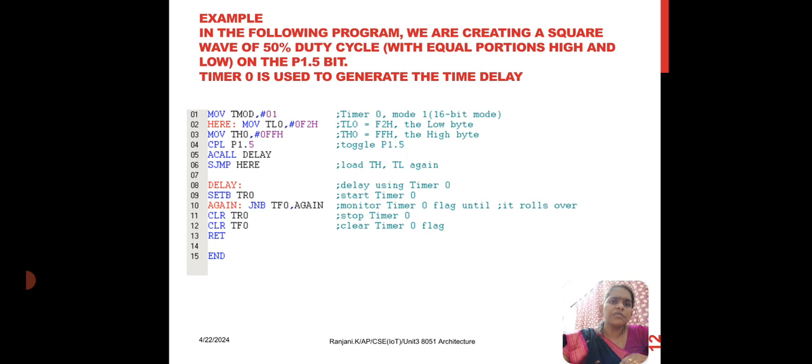So CPL P1.5 is complementing, that is toggling, P1.5. Next you are calling a delay and jump. Okay, then in the delay you are setting TR0 of timer 0, and then next is your jump instruction, then clear timer 0 and the timer flag. With this program we can generate the square wave of 50% duty cycle.